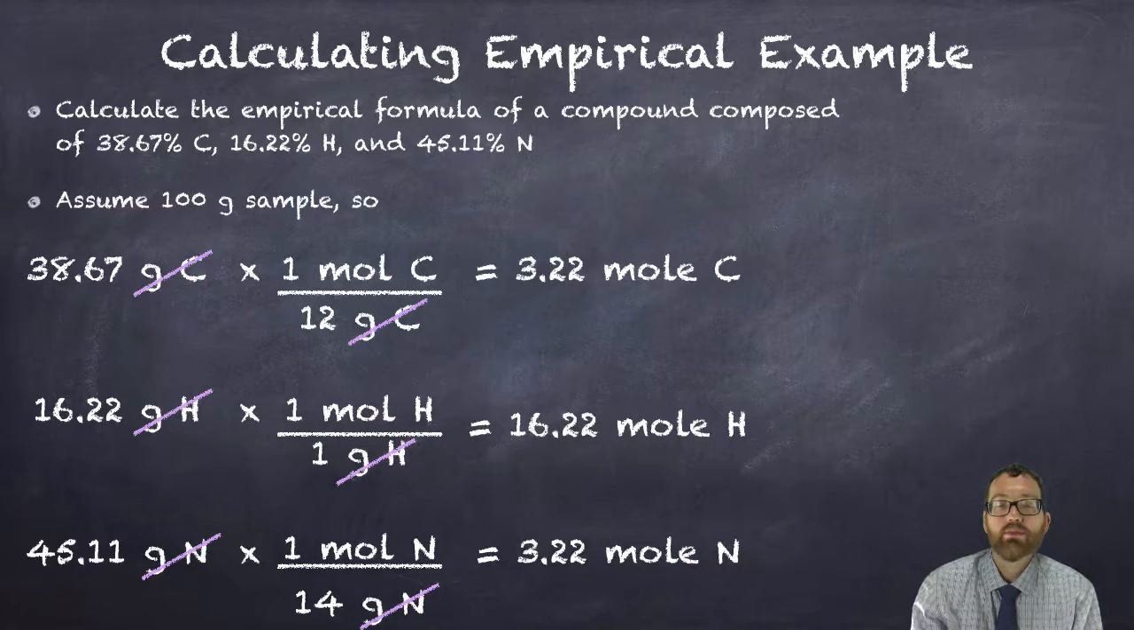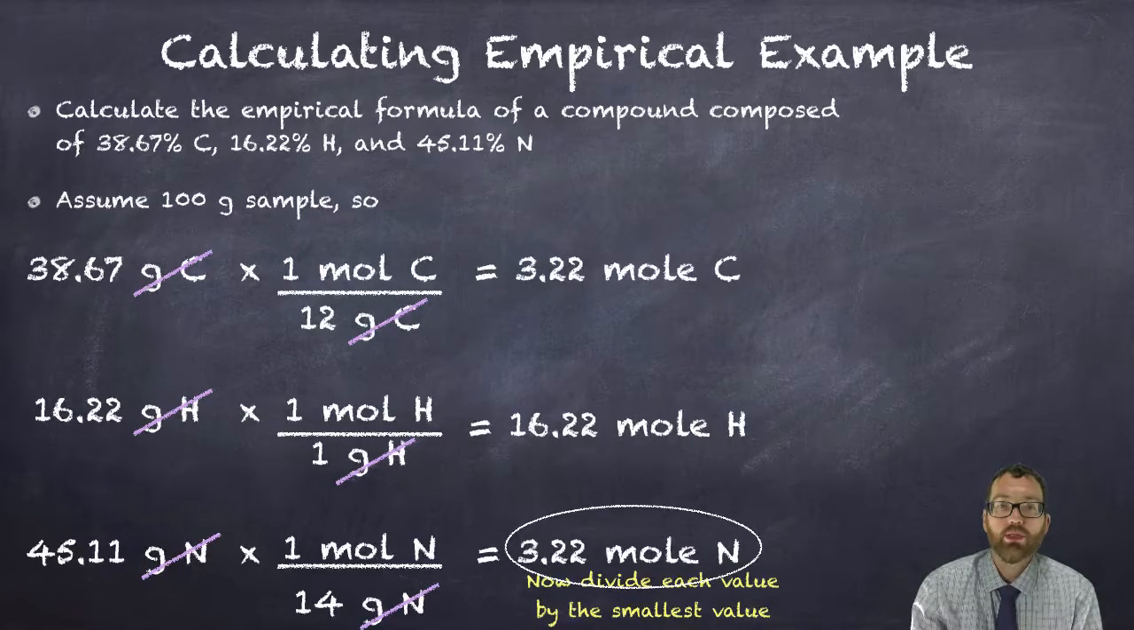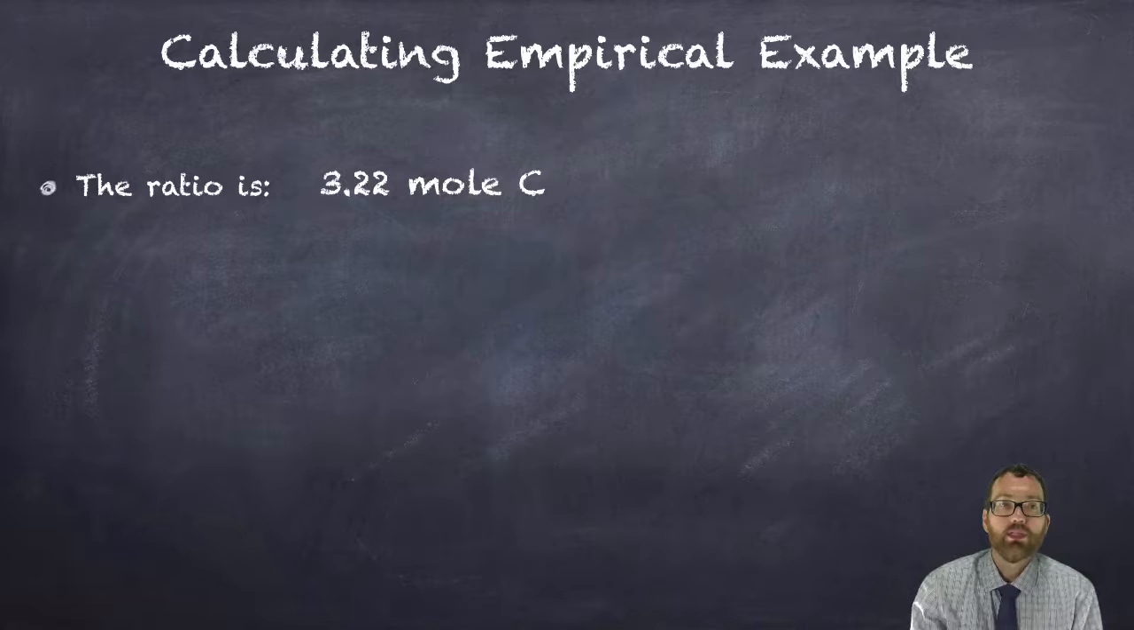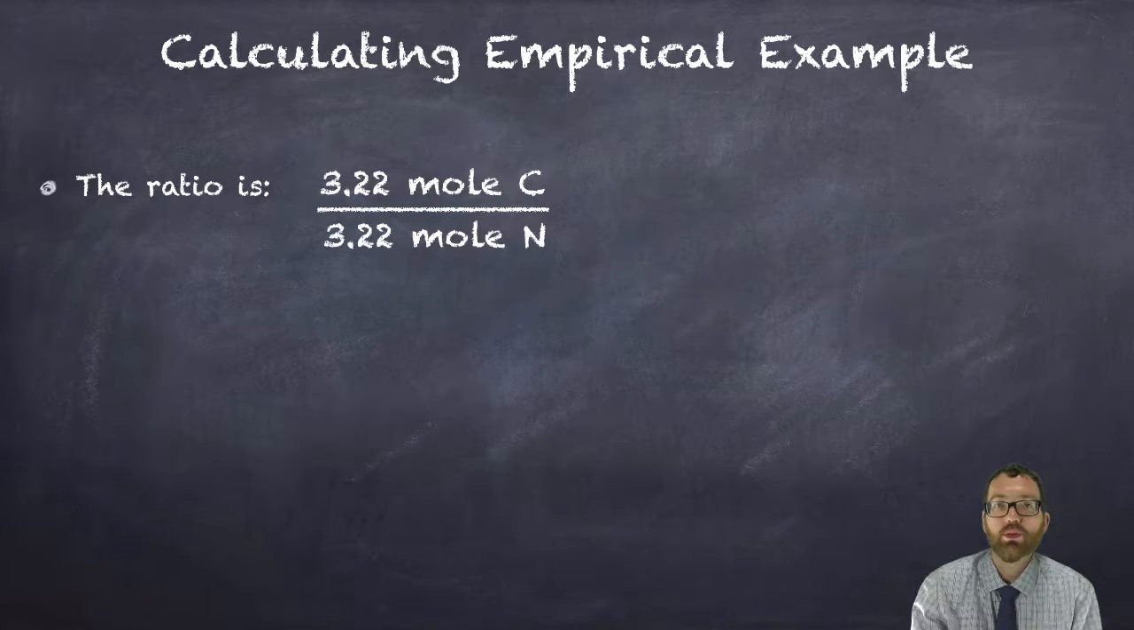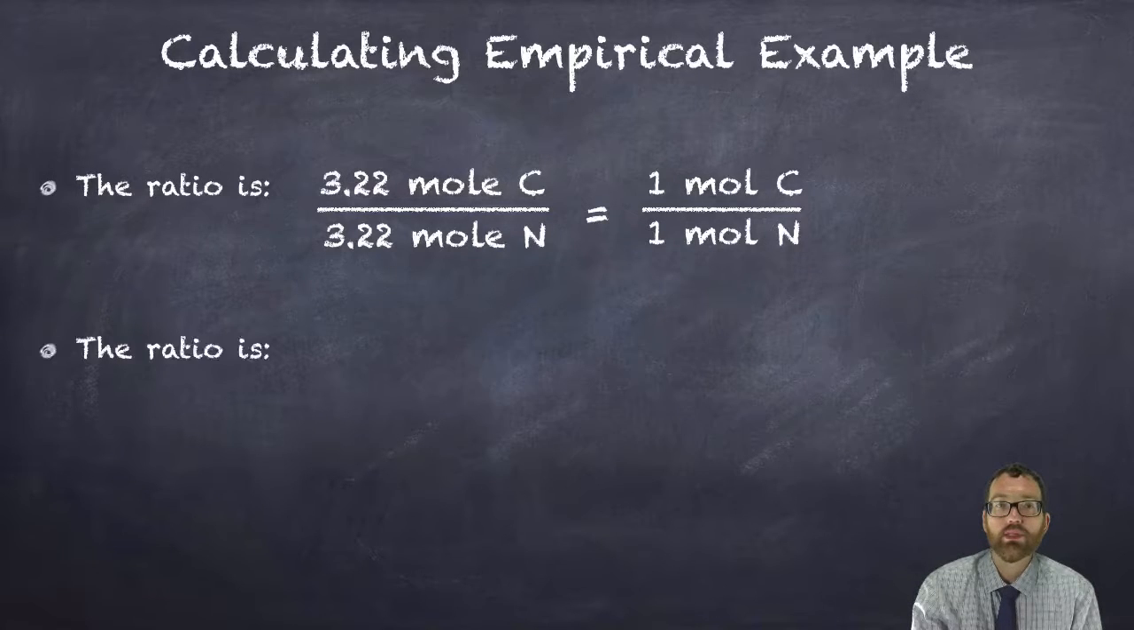Our next step is to find the ratio of all of these moles. We need to divide all of them by the lowest amount. I have 2 that are tied here, 3.22, so it doesn't matter which one you pick. I'll pick nitrogen. We're going to divide each value by nitrogen. So the ratio is 3.22 moles of carbon divided by 3.22 moles of nitrogen, which means that for every 1 mole of carbon, I have 1 mole of nitrogen.